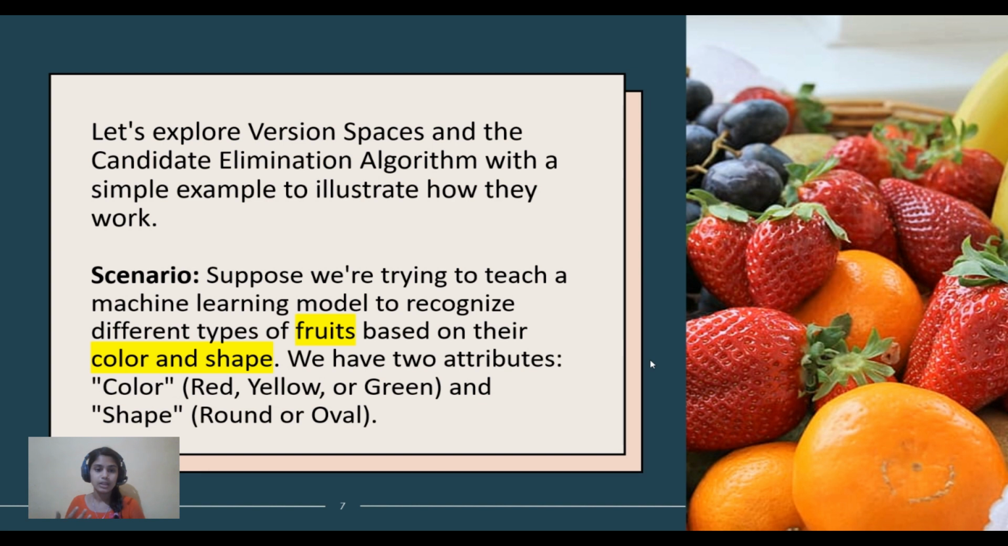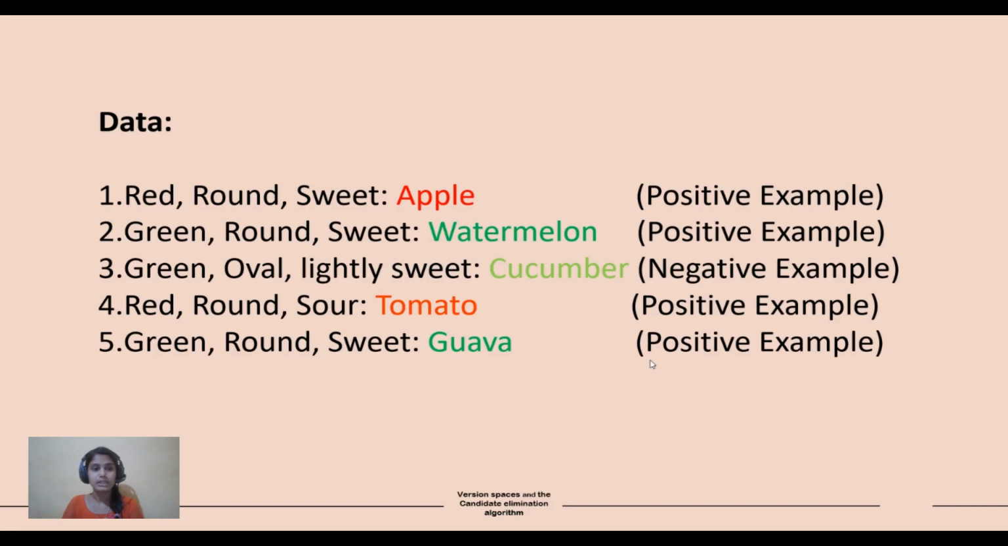Now let's explore version space and candidate elimination algorithm with a simple example to illustrate how they work. Scenario: suppose we are trying to teach a machine learning model to recognize different types of fruits based on their color and shape. We have two attributes, color and shape. The color may be red, yellow, or green. The shape may be round or oval.